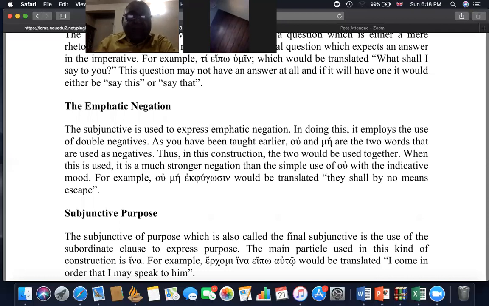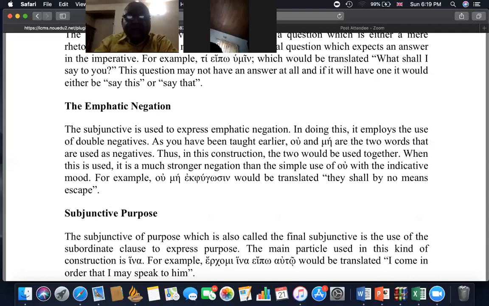And I gave an example here: ou mē ekphugōsin. Instead of saying that they will not escape, the meaning would be they shall by no means escape. That is a stronger one.